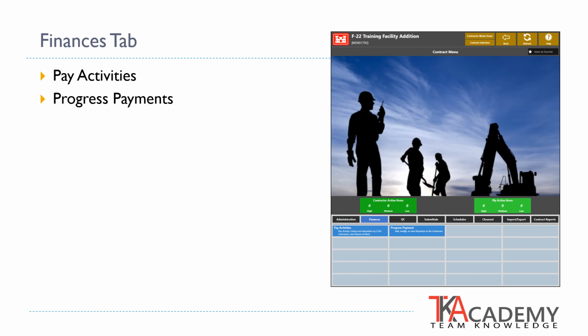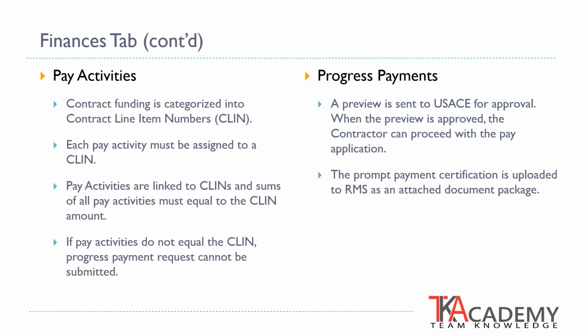The next tab within the Contractors module is the Finances tab. Within the Finances tab, there are two features, for pay activities and for progress payments. Both the pay activity feature and the progress payment feature need to be set up properly for payment applications to be submitted. In the pay activity feature, the project funding must be entered into RMS based upon how they are categorized by the contract line item numbers, also known as CLINs. This breakdown must be identical to what was identified on the project bidding sheet during the project procurement phase.